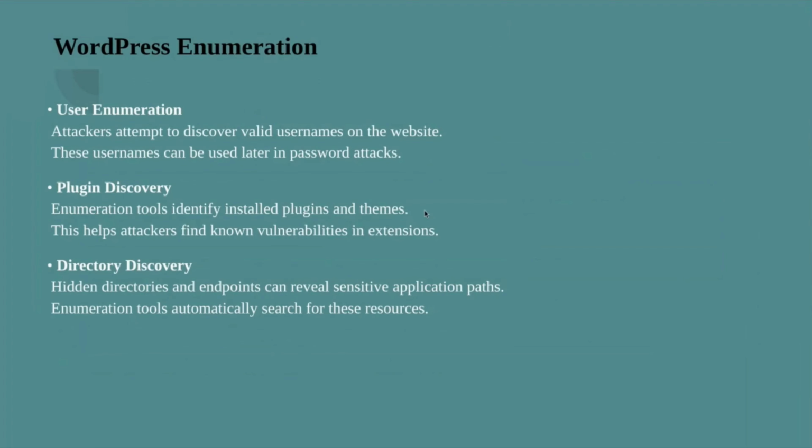Next, we will see what WordPress enumeration is. WordPress enumeration is an important phase of penetration testing. It involves collecting as much information as possible. This information is later used during the exploitation.